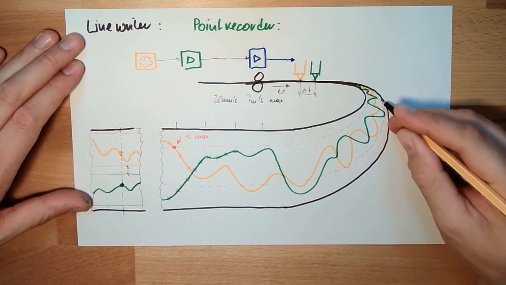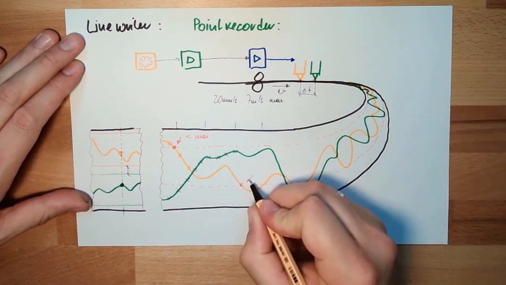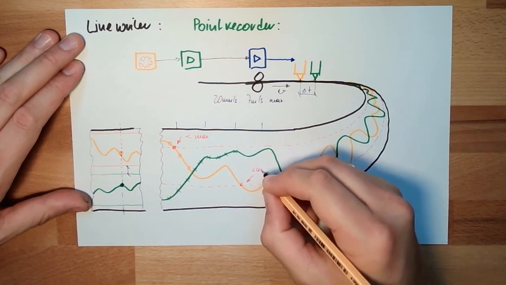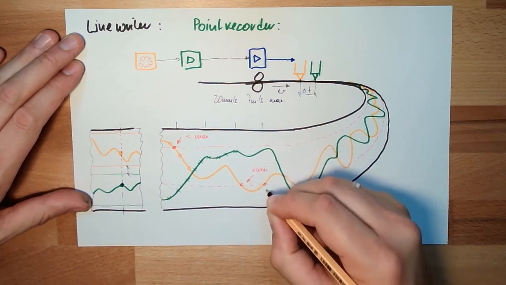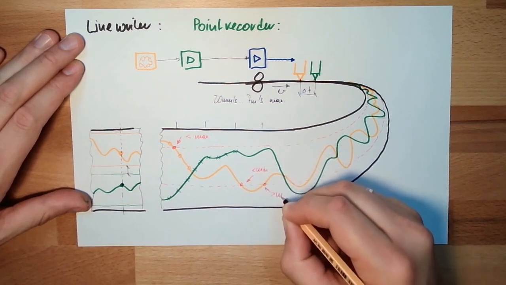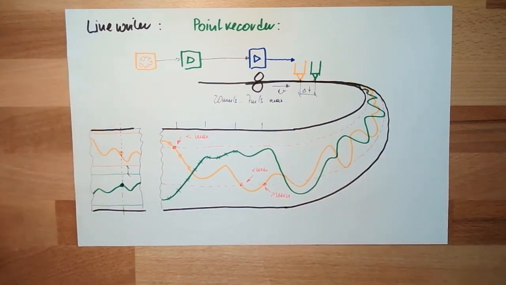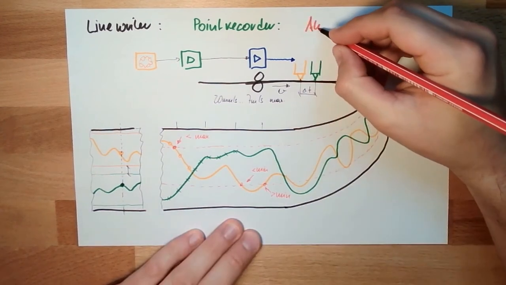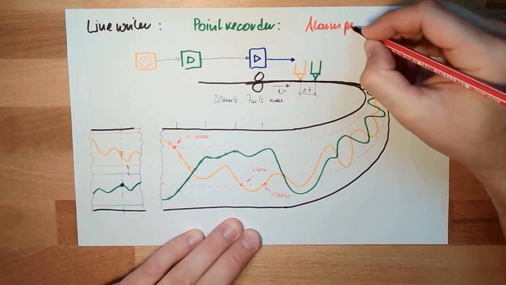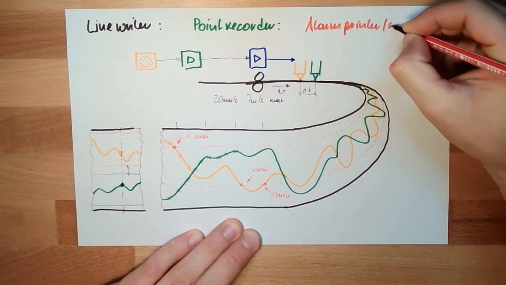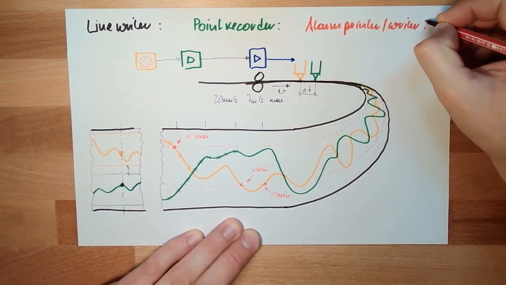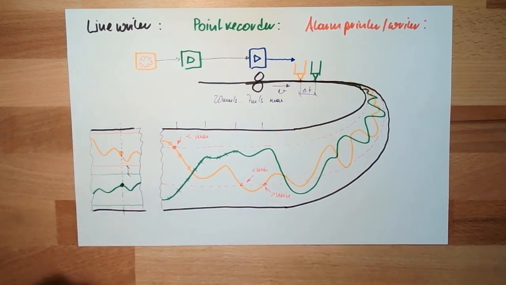Here a minimum value. Then you could record here, smaller min. And record here greater min. And if you do it like this, then this is called an alarm printer, okay? Alarm printer, alarm writer, alarm recorder.